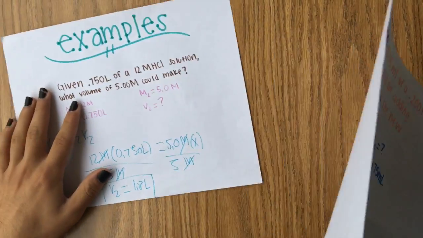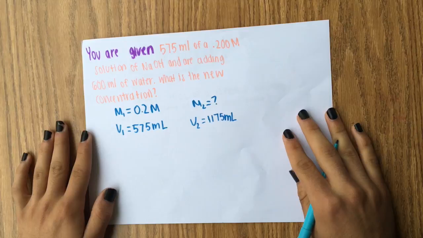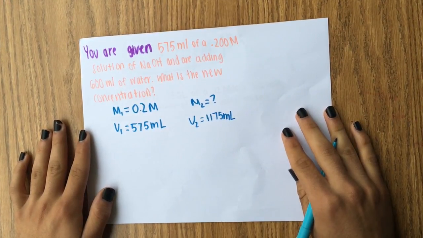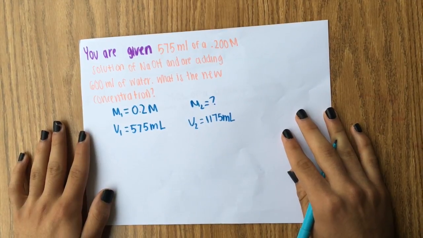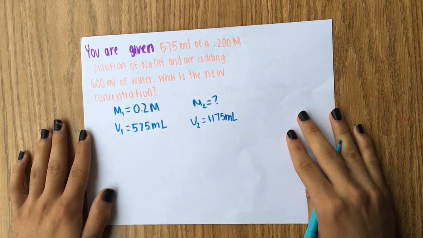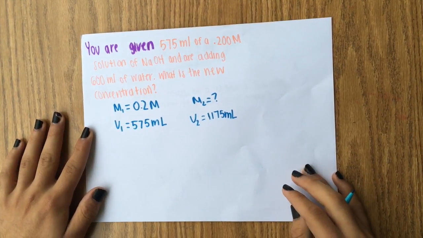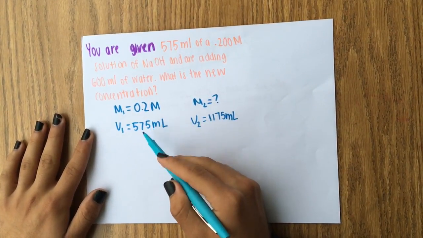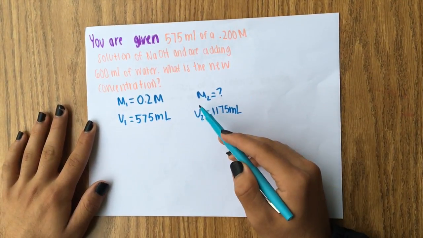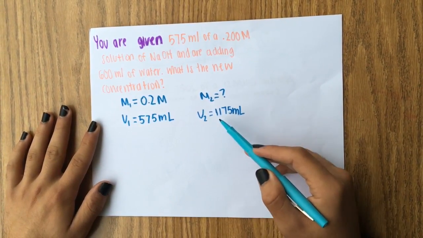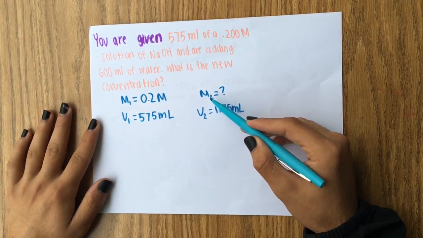Now for our second example, you are given 575 milliliters of a 0.200 mole solution of NaOH and are adding 600 milliliters of water. What is the new concentration? Now we're setting this one up the same way. M1 equals 0.2 moles, V1 equals 575 milliliters, M2 is unknown, and V2 is 1,175 milliliters. So we're going to try to find M2.